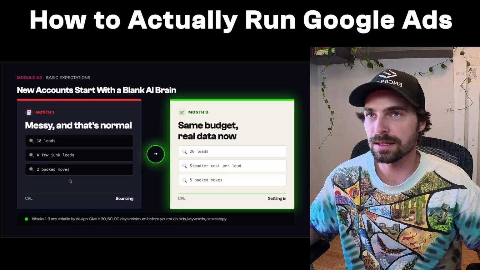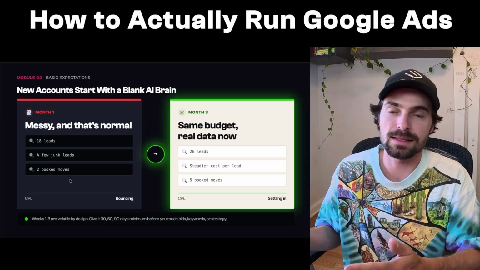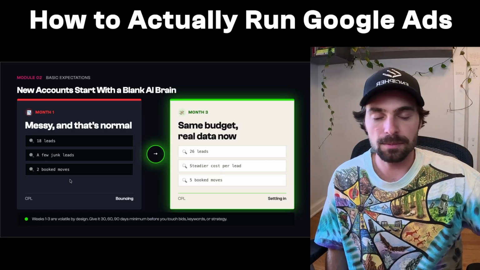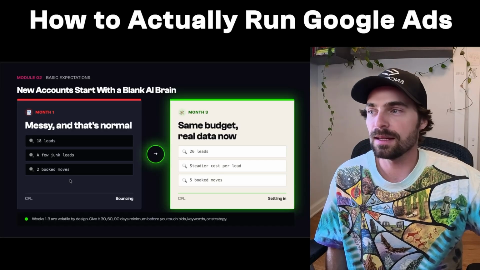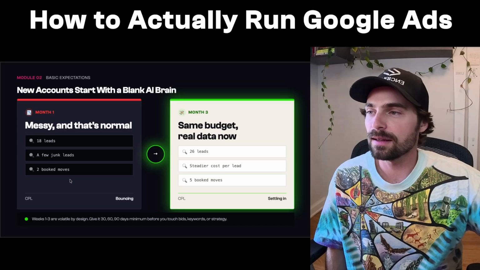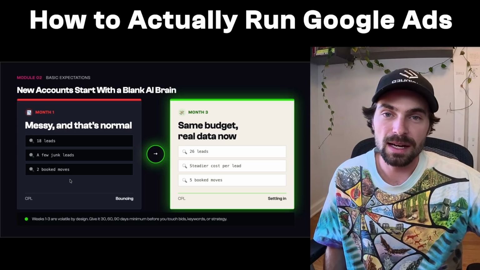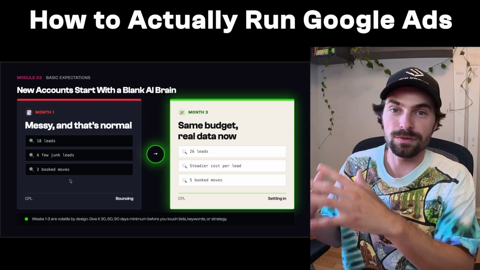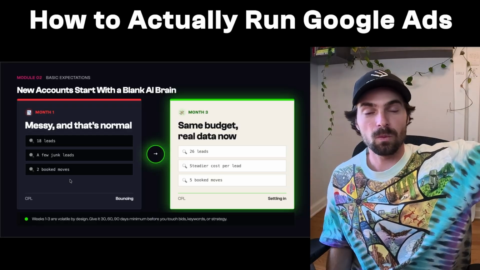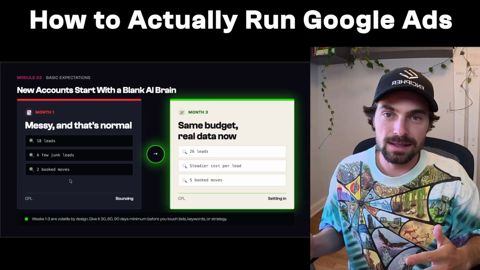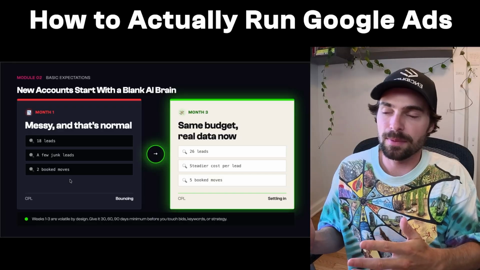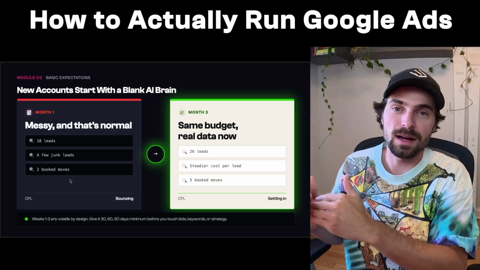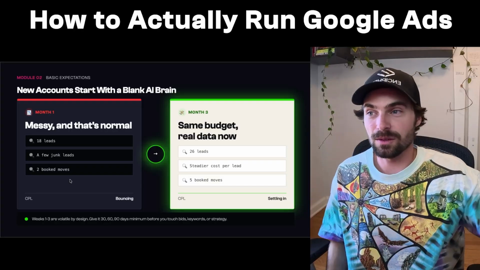And the analogy that I like to use is AI, because Google Ads is heavily driven by machine learning and AI. If you look at companies like OpenAI with ChatGPT, Anthropic with Claude, Perplexity, Gemini, all of these models were nothing until they were fed data to become what they are now. A Google Ads account can be thought of in the same capacity, where it is nothing until you feed it data. The first month of Google Ads is messy, and that's normal.